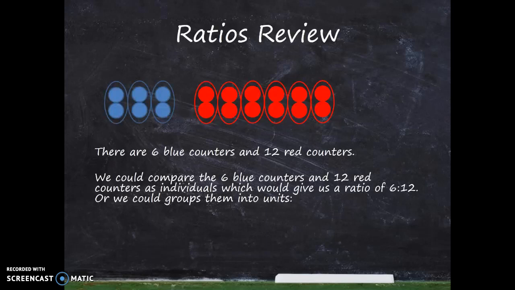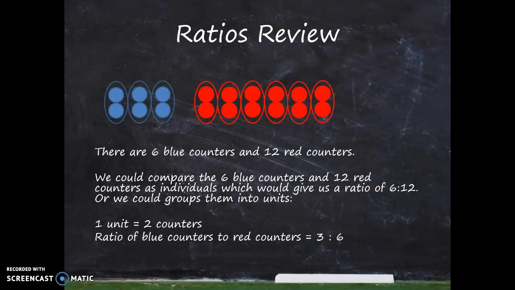In front of you, you have 6 blue counters and 12 red counters. We could compare the 6 blue counters and 12 red counters as individuals and express that in a ratio of 6 to 12. Or we could group them into units. So I have 2 counters circled. So 1 unit equals 2 counters. That gives us a ratio of blue counters to red counters of 3 to 6. There's a bar model to show that relationship.